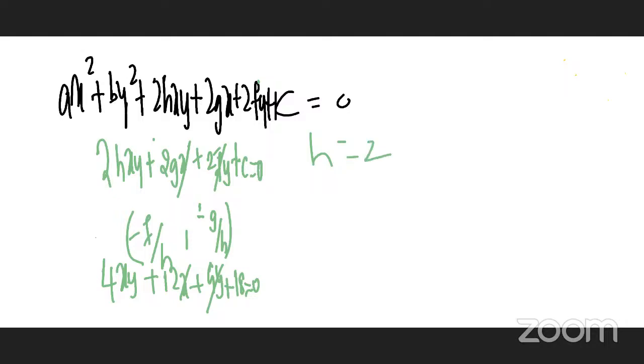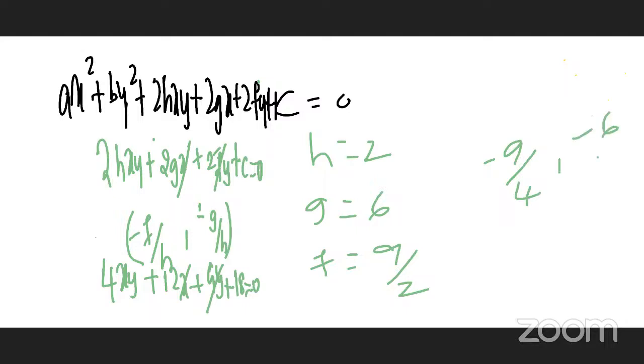Then 2g is equal to 12, so g is equal to 6, and f is equal to 9 by 2. The origin shifts to (-f/h, -g/h), which means (-9/4, -6/2). So I have to shift my origin to this point. This is how we'll be using the concept of this theorem and the corollary. From one theorem, we are taking some extra sub-points, which we call a corollary.